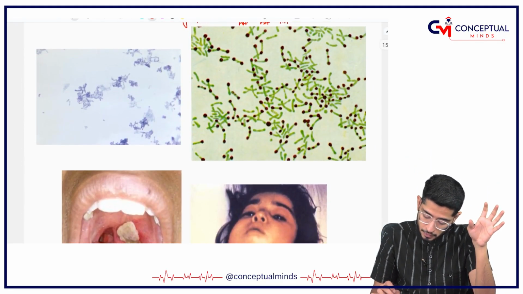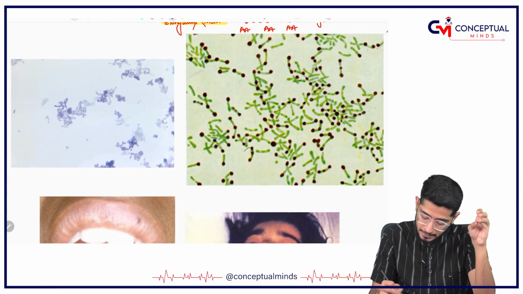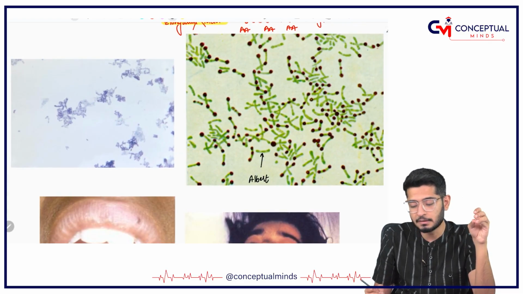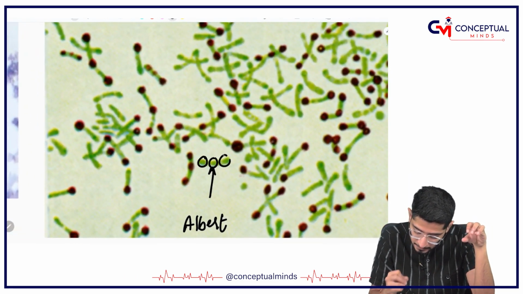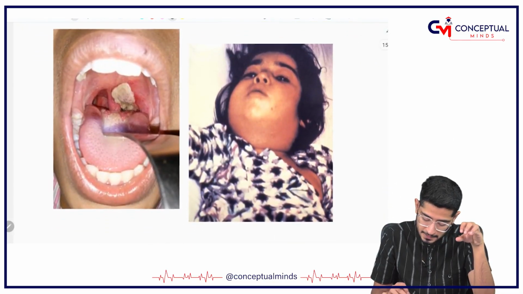Clear? Good. See here, these are the green color stain. This is the Albert stain, which has stained the storage granules, the volutin granules. See here, this is the stain.